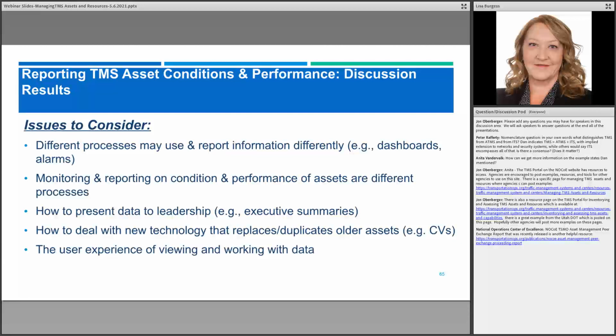So I think just focusing on how this data is going to be used and what kind of format it needs to be in to support different audiences will be an important topic going forward. Again, how to deal with new technology that replaces or duplicates older assets. What types of condition information do we need from that? What new information are new types of technologies able to tell us that we didn't know before about the condition of our systems? And again, the user experience of viewing and working with different data. I think we've got some really good examples, and more emerging all the time, of how that data needs to be packaged, accessed, and utilized by different audiences.